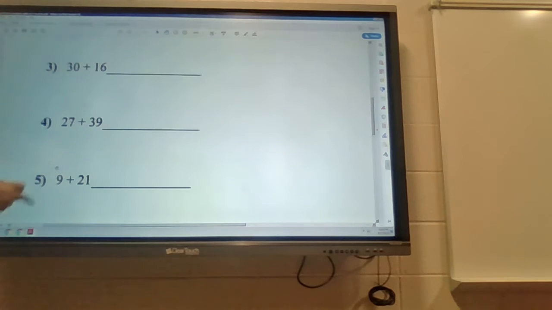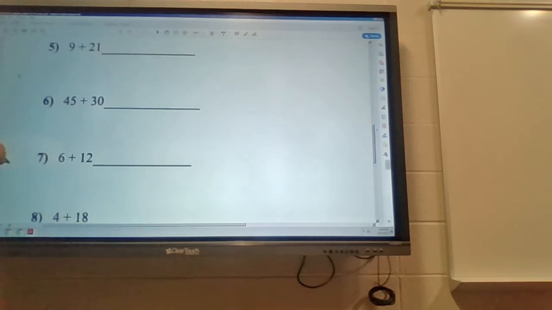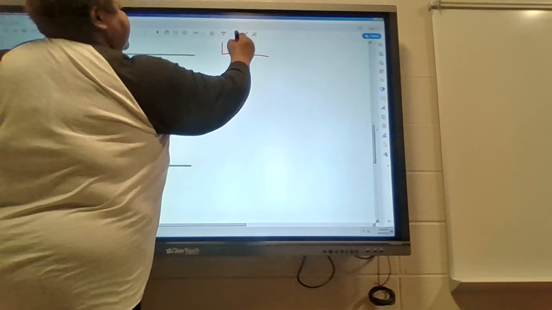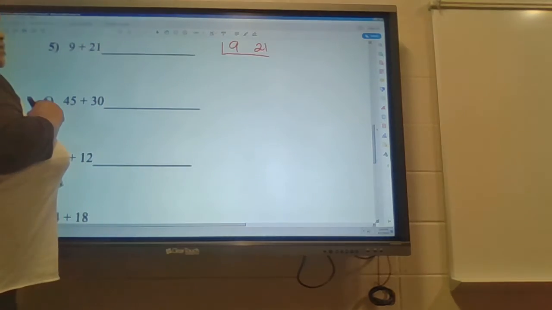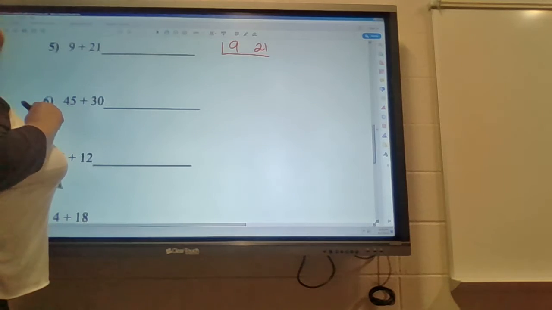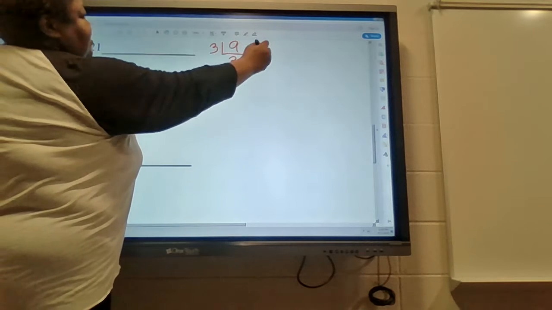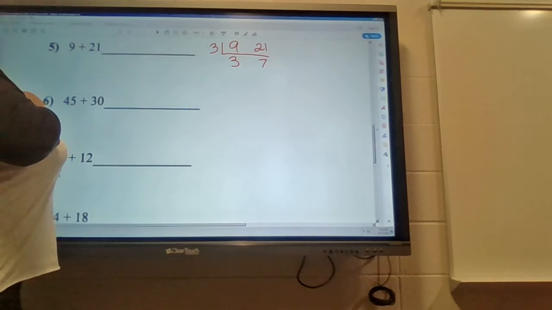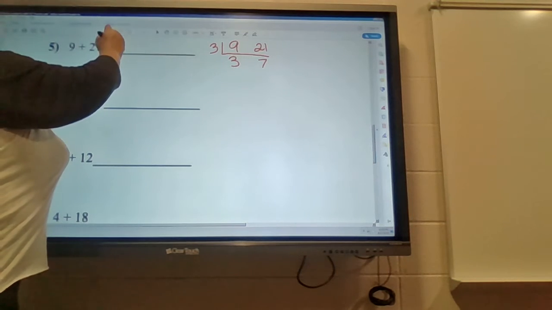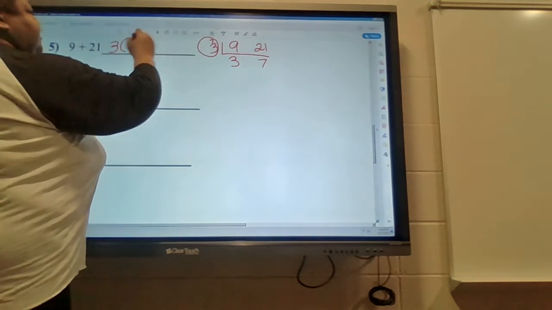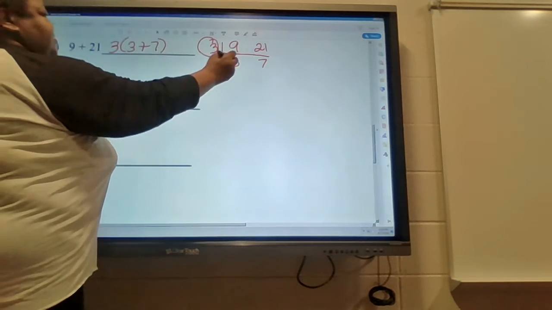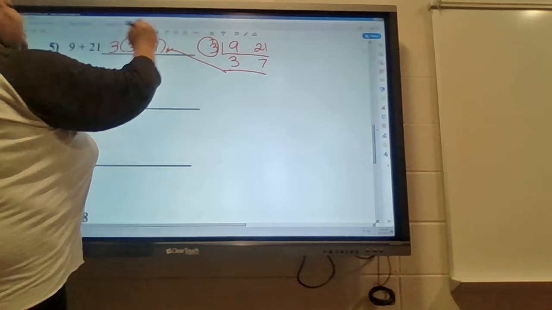All righty. Number 5. Okay, let's pause and see if you can do number 5. Okay, we're back. So we have 9 plus 21. So 9 and 21. Let's see, 2 plus 1 is 3, so that's divisible by 3. And 21 is divisible by 3, and 9 is also. 3 goes into 9 3 times. 3 goes into 21 7 times. 3 and 7 are prime, so I'm one and done. 3, that's this 3, and then 3 plus 7. So these numbers here are the ones that go inside your parentheses.